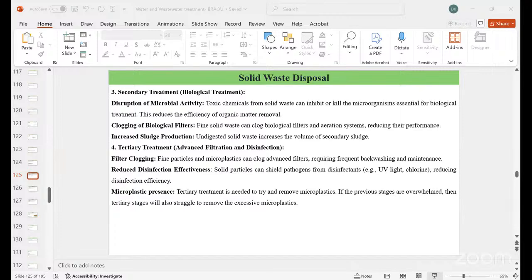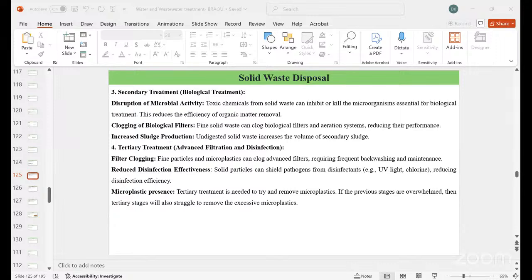Coming to the sludge treatment and disposal, where increased sludge volume actually requires more extensive treatment and disposal, contamination of the biosolids with heavy metals and other pollutants, limiting their beneficial reuse, and increased disposal cost, where the sludge disposal is mainly in the form of landfilling or incineration, and contaminated sludge increases the main disposal cost as well.